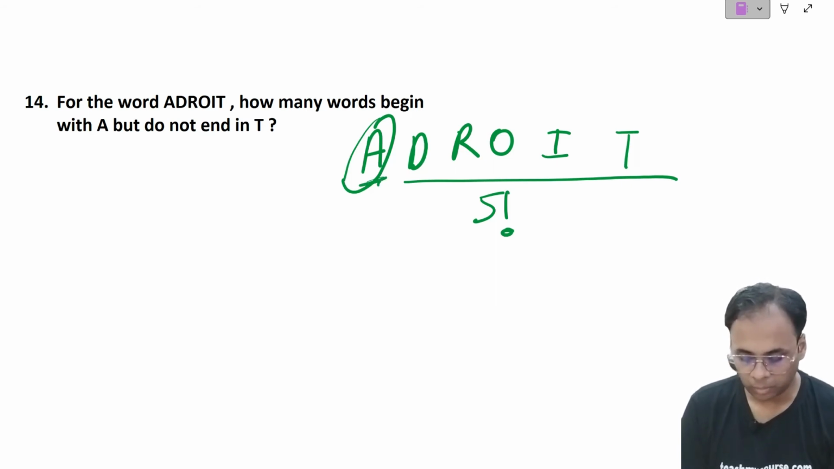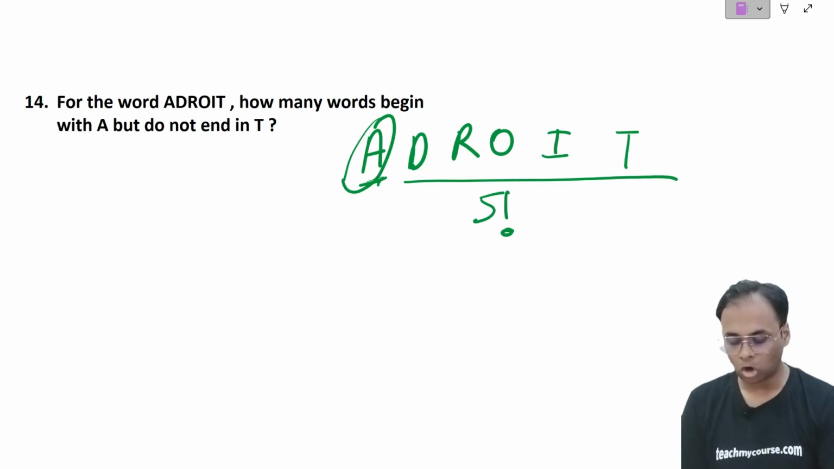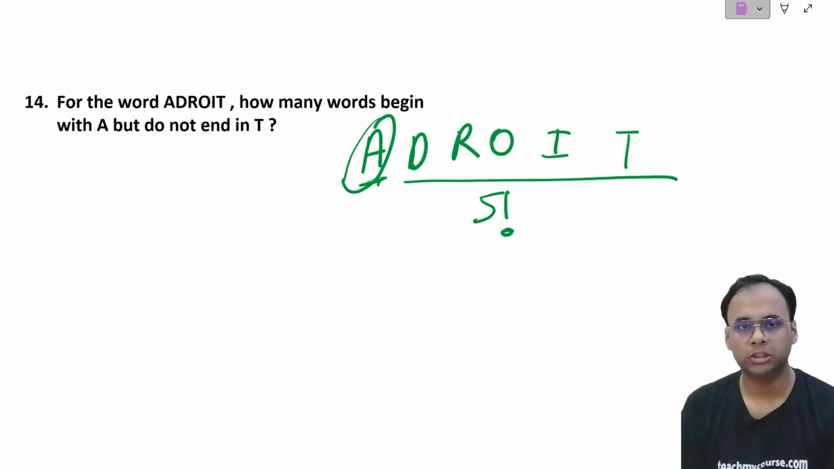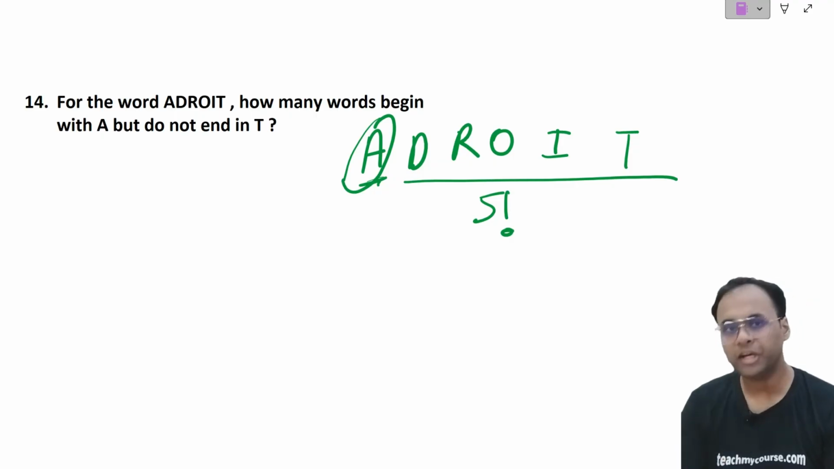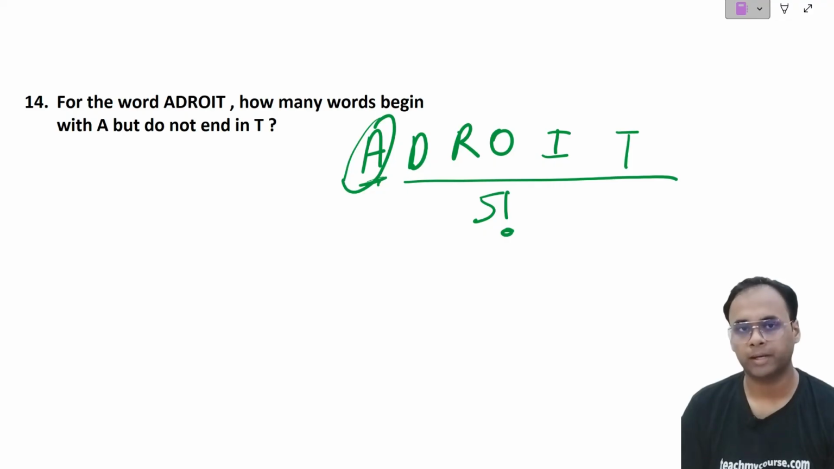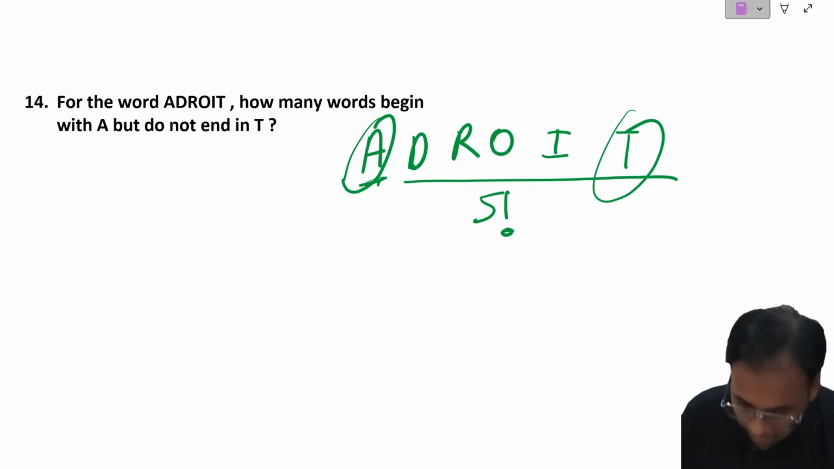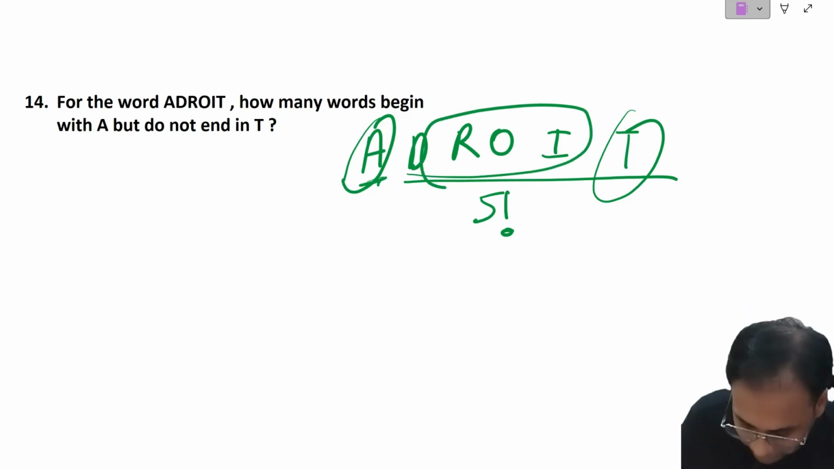Now, how many words begin with a but do not end in t? They should not be ending in t. So how many of these words begin with a and end in t? I take it from the other perspective. How many words begin with a and end in t also? Like I fixed t. So how many of these are remaining? These are 4. So these are factorial 4.